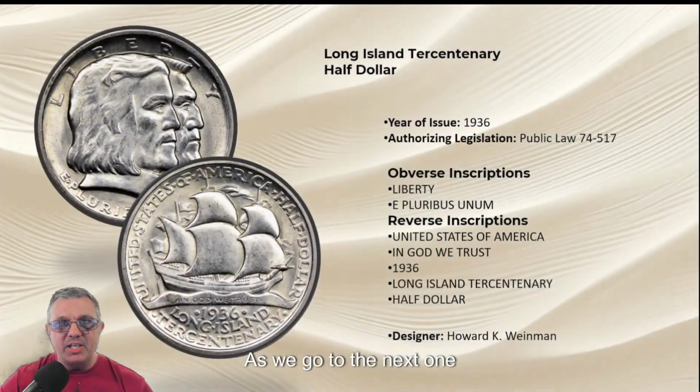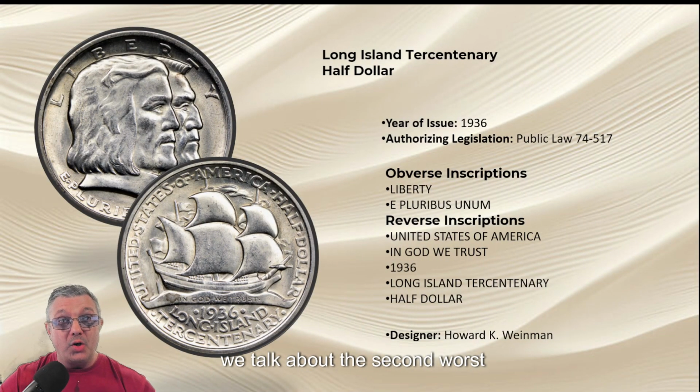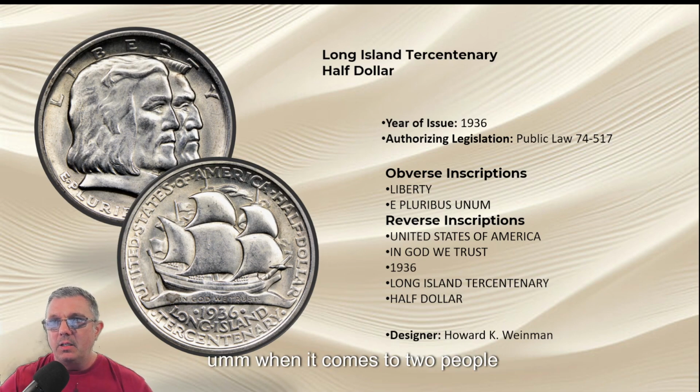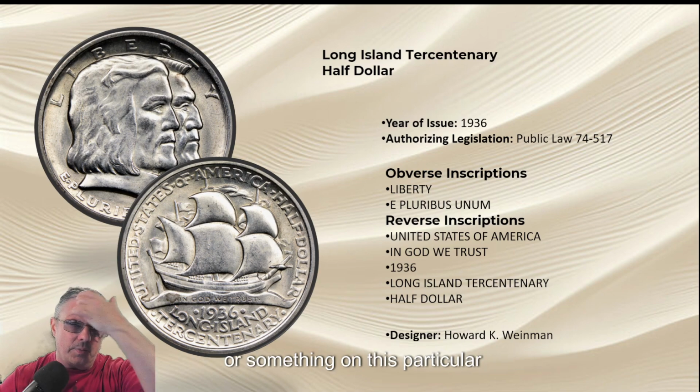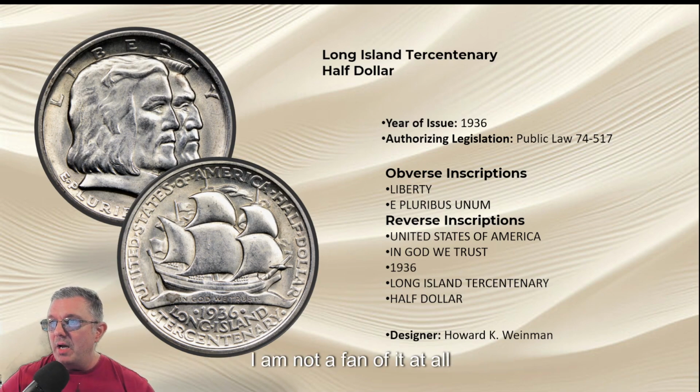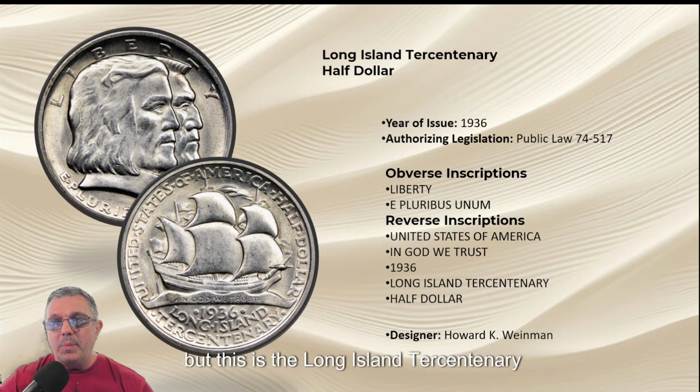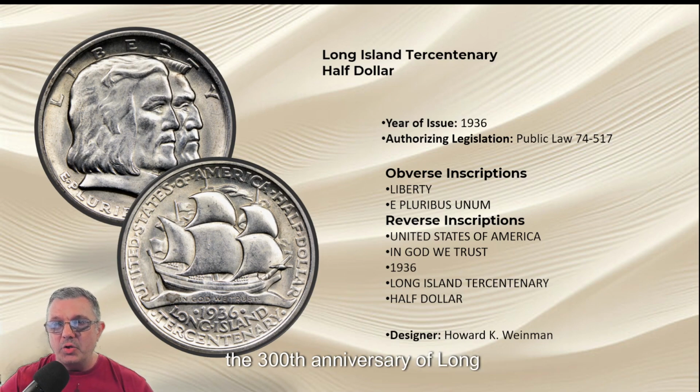As we go to the next one, we talk about the second worst obverse, in my opinion, when it comes to 2 people being on there. I'm not even going to mention it. It's horrible. They did an amazing job on the ship, but I think that they were nearsighted or something on this particular obverse. I am not a fan of it at all, but this is the Long Island Tercentenary, the 300th anniversary of Long Island's founding.